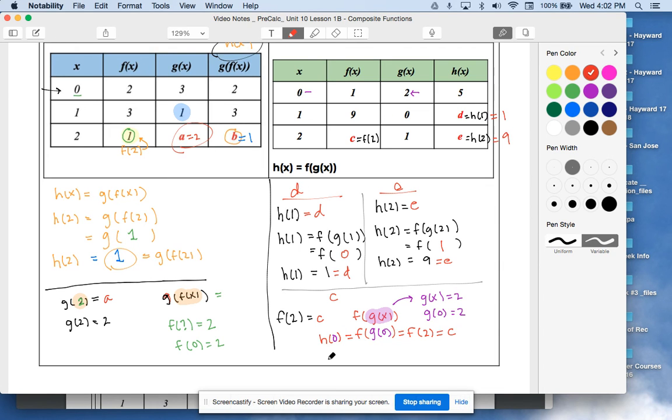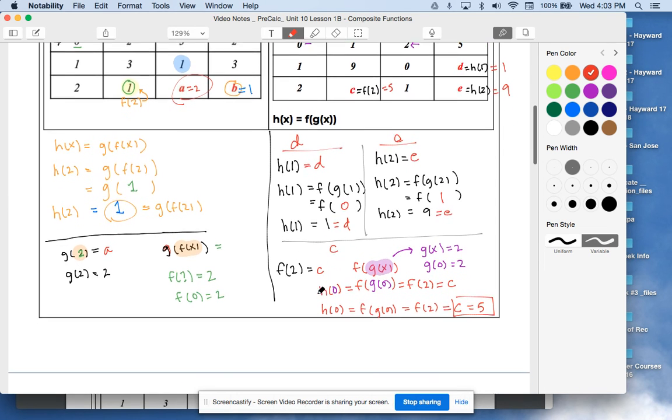So we can say h of 0, which is the same as f of g of 0, which is the same as f of 2, which is equal to the unknown that we're trying to figure out, which ends up being 5. And that's our answer. Okay, so this would be equals 5. Okay, cool. That was a more complicated one.